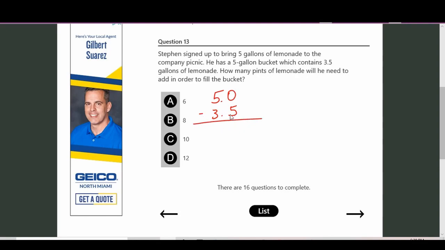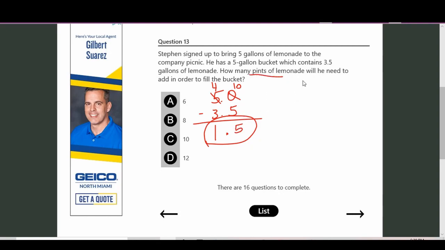Again, 0 minus 5 we can't do. We have to borrow. This becomes 4. This becomes 10. 10 minus 5 is 5. Drop your decimal in place. 4 minus 3 is 1. So if his bucket has 3.5 gallons in it, he needs an additional 1.5 gallons of lemonade to bring the total to 5 gallons. In this case, we're being asked to find how many pints are in those 1.5 gallons.